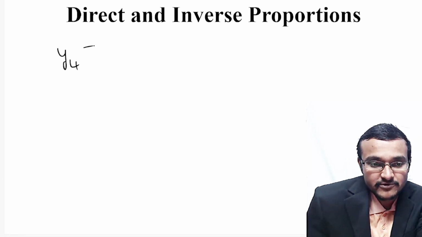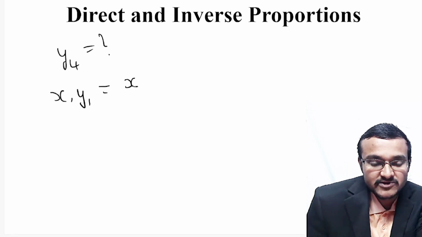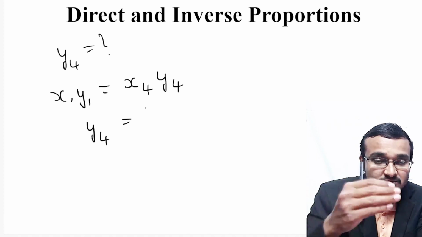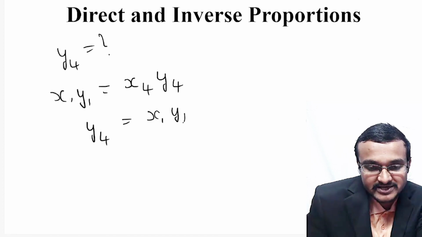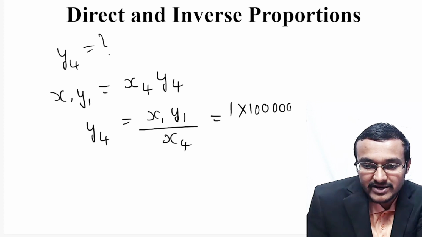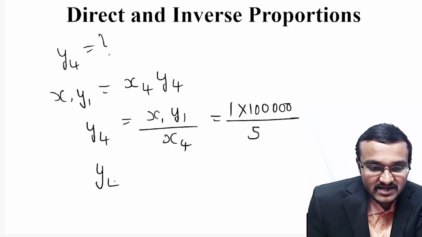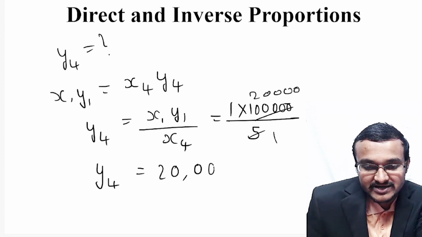Similarly, you can find out y4. So how to find out y4? Again, you can equate that to x1 y1. So x1 y1 will be equal to x4 y4 as well. So if you bring this x4 to LHS, y4 will be equal to x1 y1 by x4, so x1 y1 divided by x4. So what is x1 y1? That is again 1 into 1 lakh divided by x4. x4 is actually equal to 5. So y4 will be equal to 1 lakh divided by 5. 5 ones are 5, 5 twos are 10, so it will be 20,000. So the y4 value is 20,000.